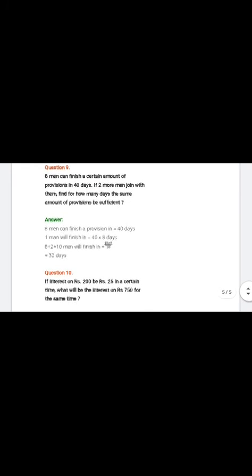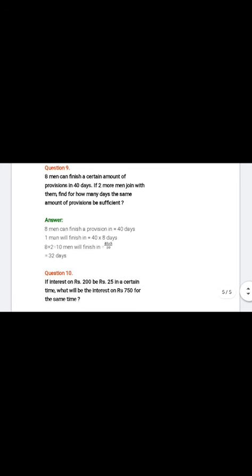Now we will see question 9. 8 men can finish a certain amount of provisions in 40 days. If 2 men more join them, find for how many days the same amount of provisions will be sufficient. Now we will see the answer. 8 men can finish the provisions in 40 days. So 1 man will finish in 40 into 8 days.